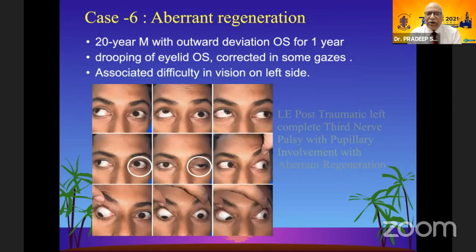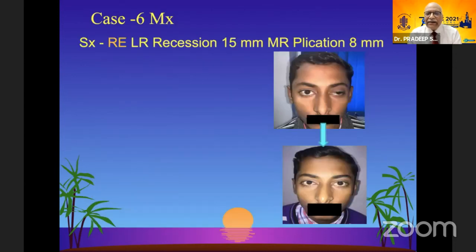And this is another example of a 20-year-old male who had this aberrant regeneration, and after the contralateral surgery of LR 15 millimeters and medial rectus plication 8 mm, you can see the correction of the exotropia along with the lifting of the lid in the primary position. So this is another thing which you have to keep in mind.